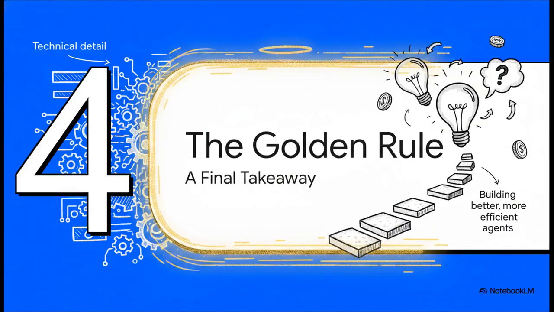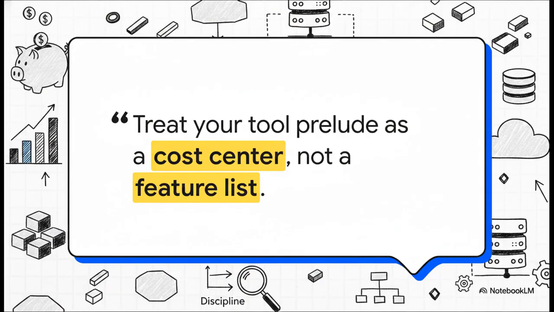Okay, so after all those technical details and tactics, I want to leave you with just one single golden rule. It's a mental model, a new way to think about this whole problem that will guide you toward building leaner, meaner, more efficient agents. And here it is. Treat your tool prelude as a cost center, not a feature list.